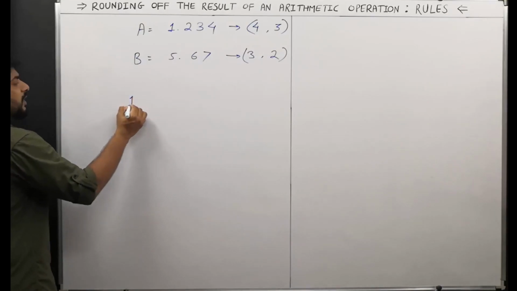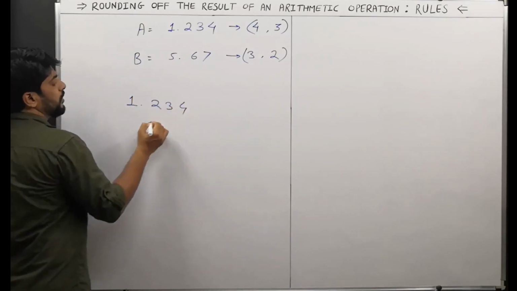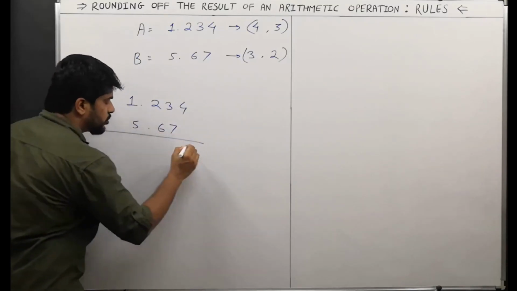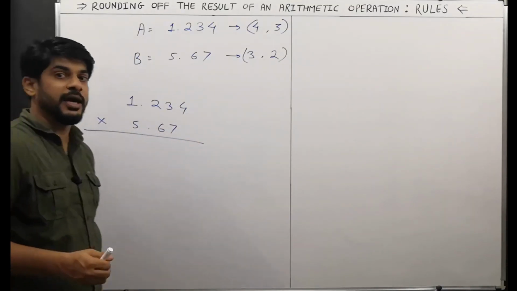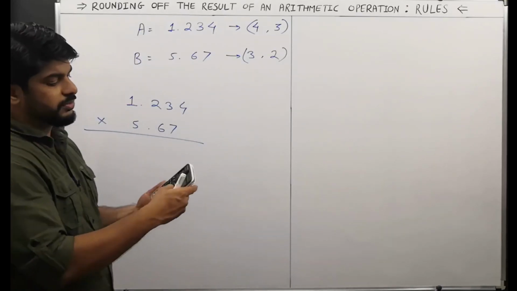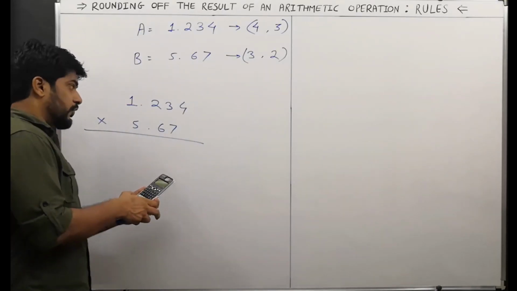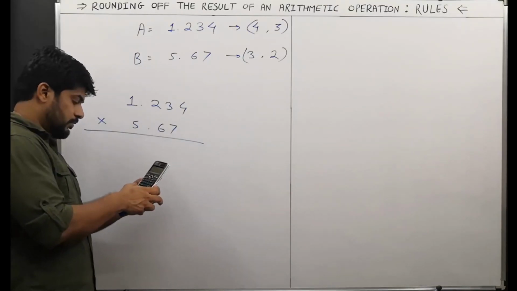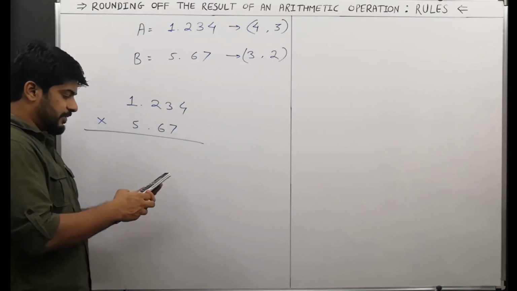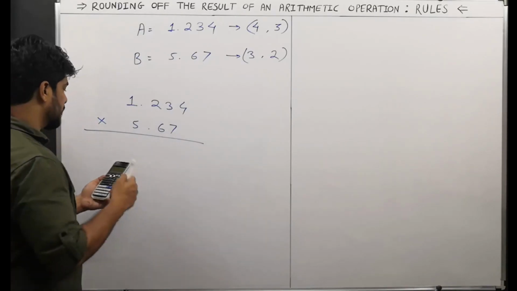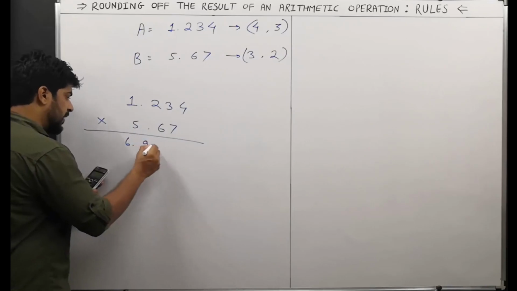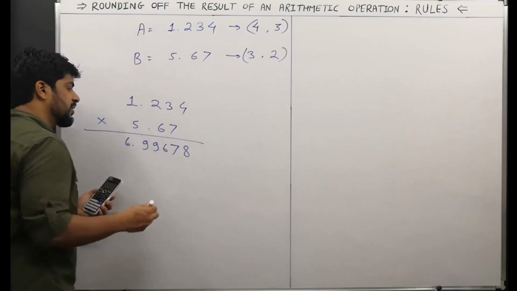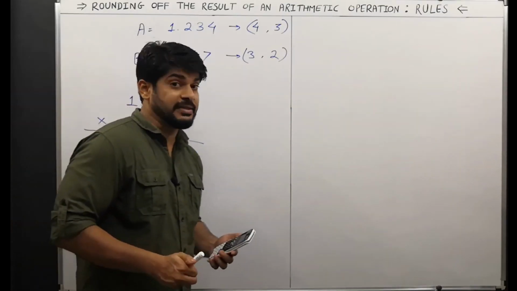Let's say we are multiplying these numbers. So I will just multiply 1.234 into 5.67. Let's see what will be the answer. I will use my calculator over here. So for quick calculations, 1.234 into 5.67. Okay, so the answer is 6.99678. So that's our answer.